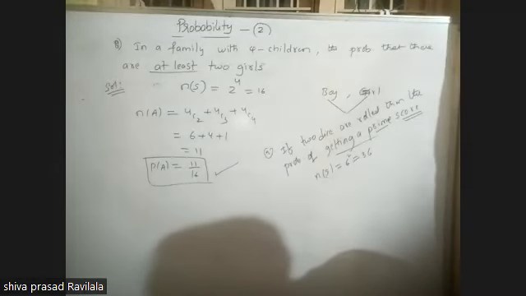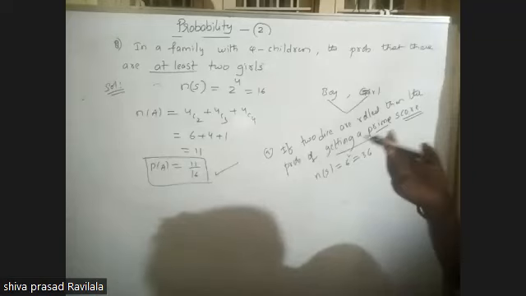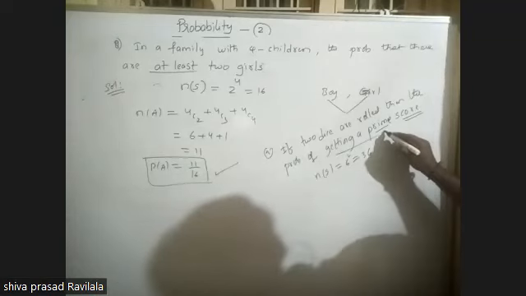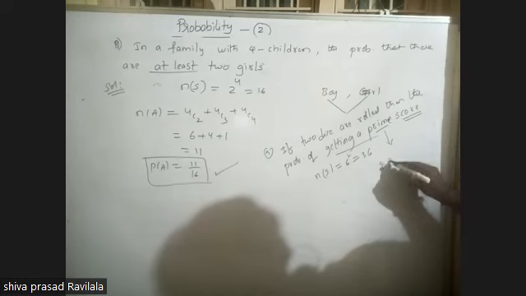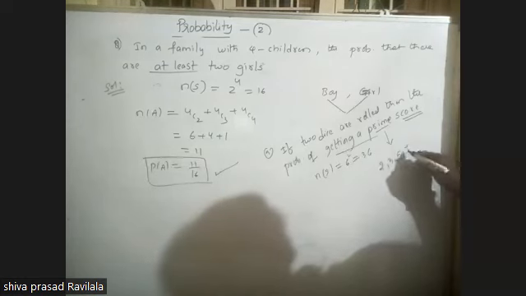What are the prime numbers when 2 dice are thrown? When 2 dice are thrown, the minimum sum is 2, that is 1, 1. Maximum is 6, 6, that is 6 plus 6 is equal to 12. In this range, what are the prime numbers? 2, 3, 5, 7, and next one, 11.